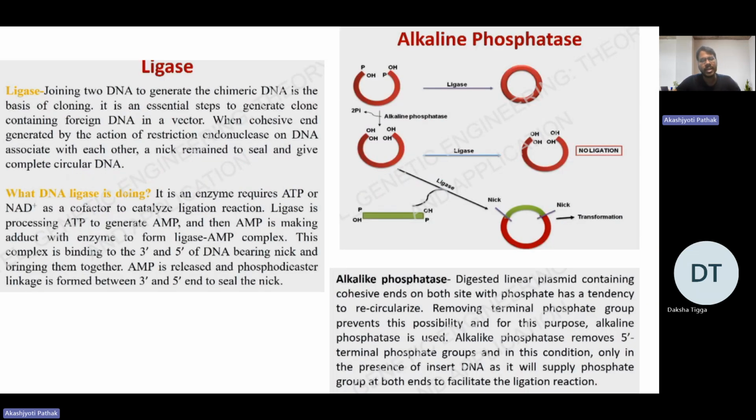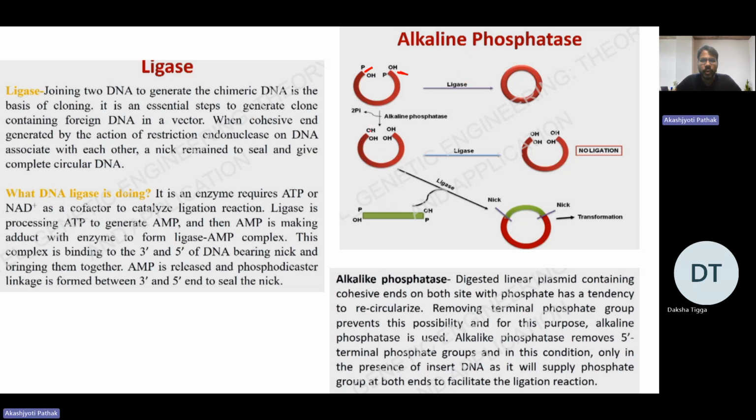If one strand of DNA has a free 5' phosphate group and another strand has a free 3' OH group, then those two strands will be ligated. So it requires a 5' phosphate and a 3' OH. Here in this figure you can see there is a 5' phosphate and a 3' OH. When you add ligase to it, the two ends will be glued together.